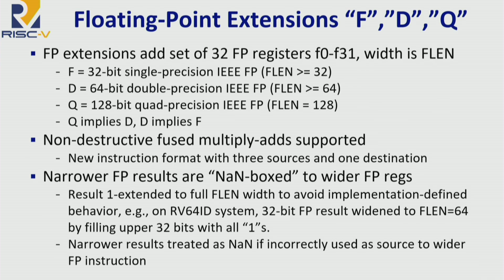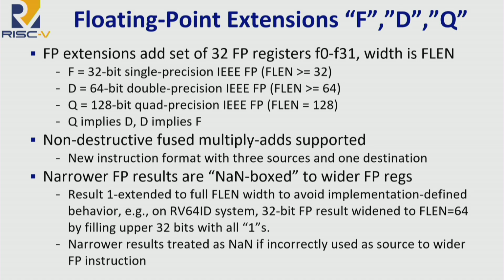Floating point extensions add a second set of 32 registers. The width is FLEN. Basically, if you add the double, that implies you have the single. If you add the quad, it implies you have the double and the single. The registers are as large as needed to hold the largest supported format. Each register holds one floating point value.